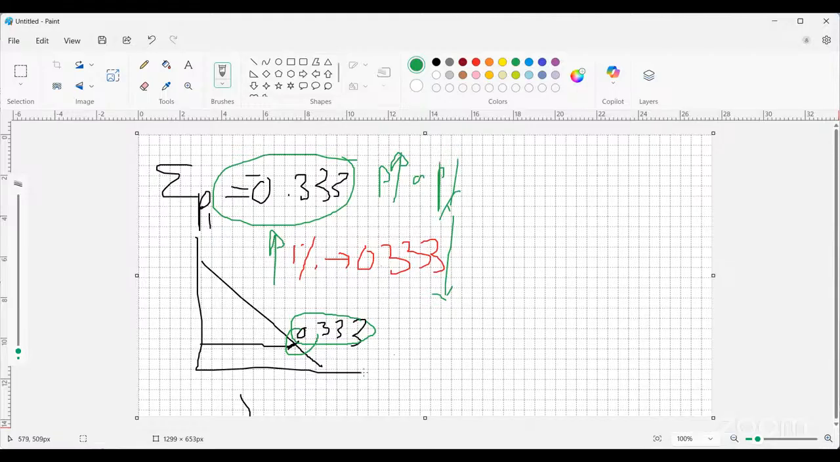Now, this is another example. Let's say the price elasticity is, let's say, 1.6. In such a situation, what do you think is best? Price decrease. Something like this.